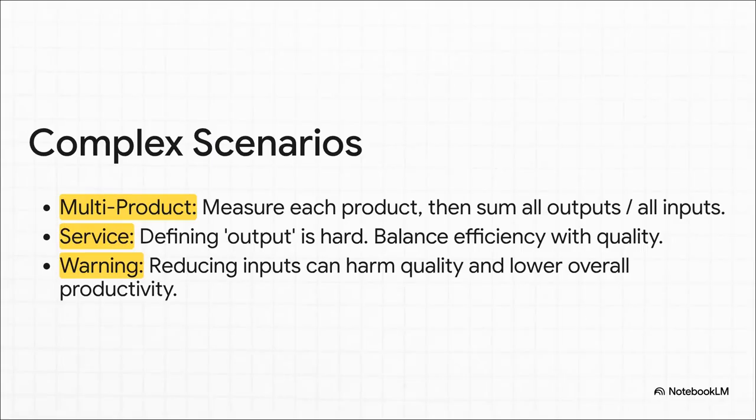For companies with multiple products, it's actually pretty logical. You just measure the productivity for each product line, and then you add up all the outputs and divide by all the inputs to get a total score for the company. But the service industry? Man, that's where it gets tricky. I mean, what's one unit of output for a doctor? A patient they saw? What about for a lawyer? A case they solved? It's tough.